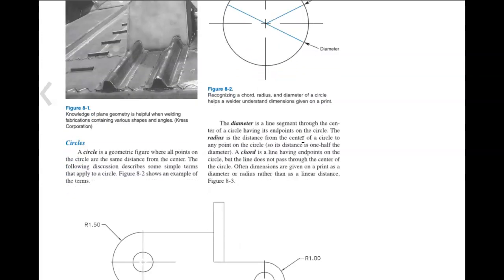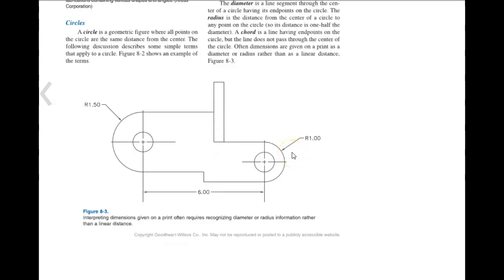The diameter is a line segment through the center of the circle having its endpoints on the circle. The radius is the distance from the center of the circle to any point on the circle, so its distance is 1/2 the diameter. A chord is a line having endpoints on the circle, but the line does not pass through the center of the circle. Often dimensions are given on a print as a diameter or radius rather than a linear distance. Figure 8-3. Interpreting dimensions given on a print often requires recognizing diameter or radius information rather than a linear distance.